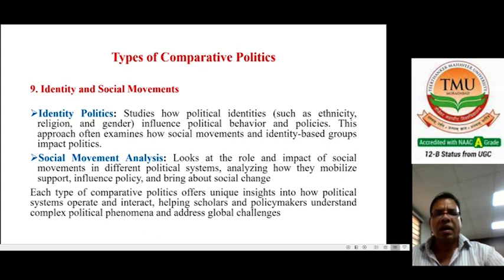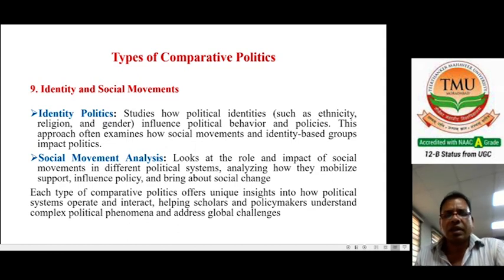And another kind of comparative politics is social movement analysis. That means social movement analysis looks at the role and impact of social movements in different political systems, analyzing how they mobilize support, influence policy, and bring about social change. So we are also covering different kinds of movements, and these types of comparative politics are covered through the social movement.